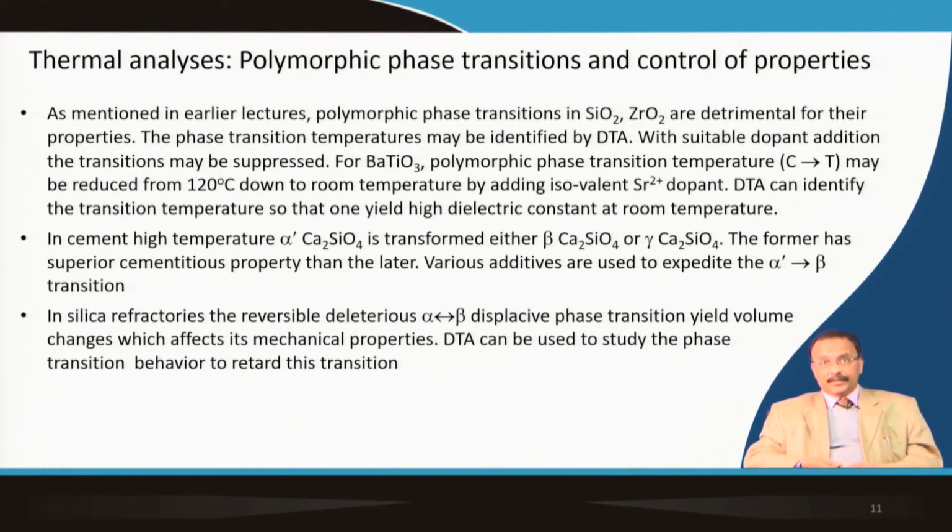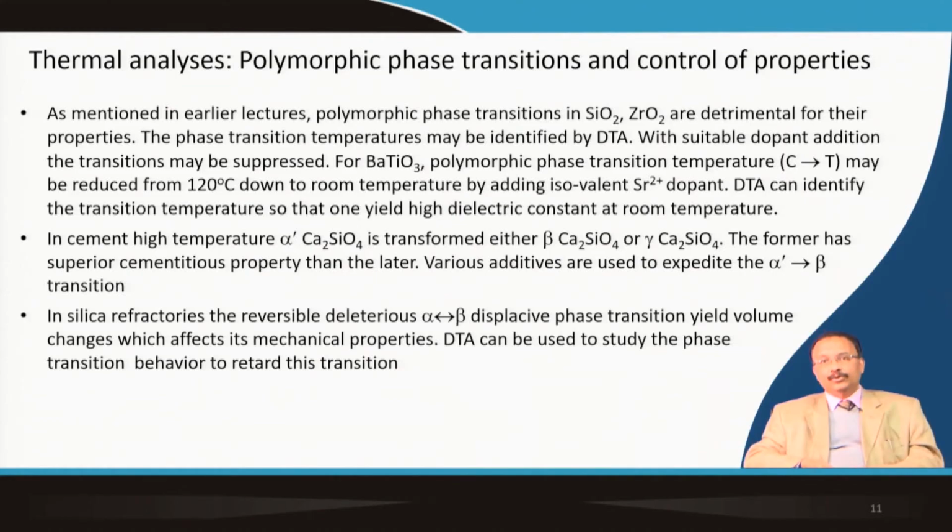In thermal analysis, for the identification of polymorphic phase transitions and control of the material property, DTA is a very important characterizing tool. Polymorphic phase transition, as you understand, occurs in silicon dioxide and zirconium oxide, and usually it is detrimental for their refractory property because of the volume expansion. So this phase transition temperature can be identified by differential thermal analysis.